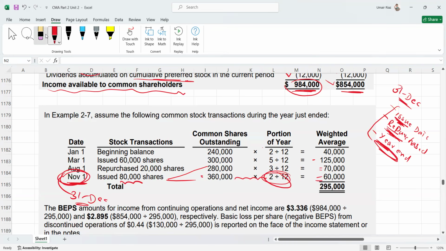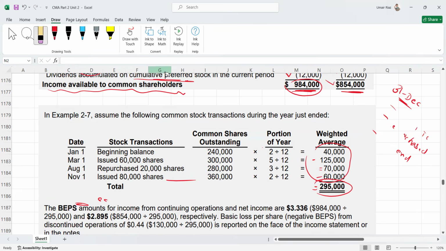Now guys, once this is solved, I need concentration here. We will add all these shares. This is called the weighted average number of shares, which is 295,000. Now I'll go back. What was the formula for EPS? Income available to common shareholders divided by the weighted average number of common shares, right?